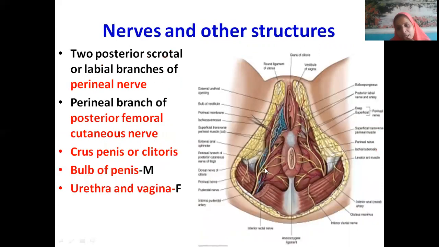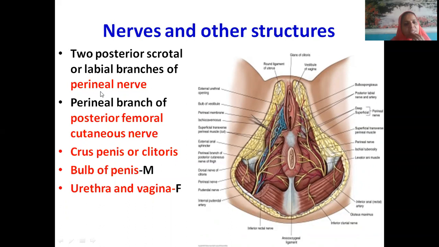Now, so many nerves we will see in this perineal region. That's why the perineum is a very pain-sensitive region. During labor and delivery, a lot of pain is there, and during anesthesia, the pudendal block, we block this nerve, the pudendal nerve. A lot of pain is conveyed through this nerve.